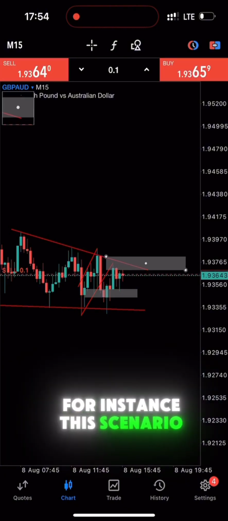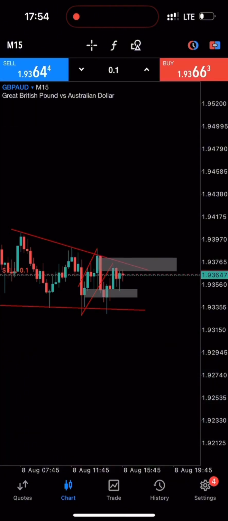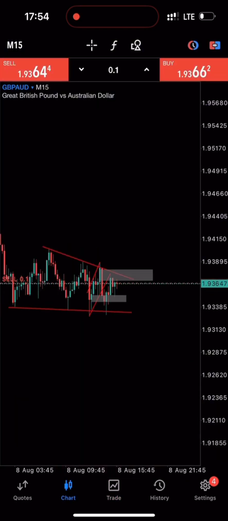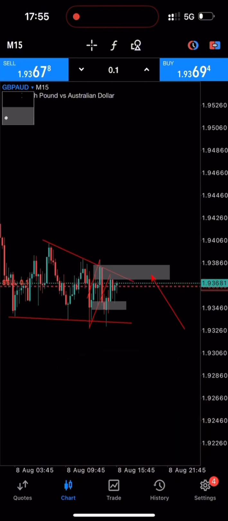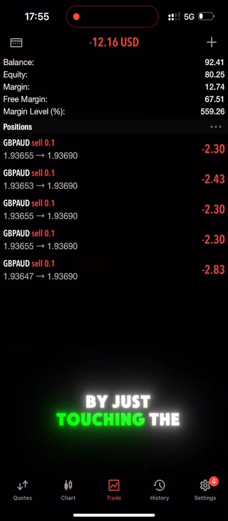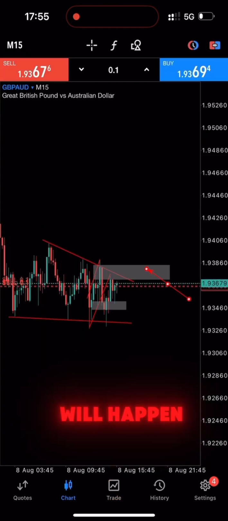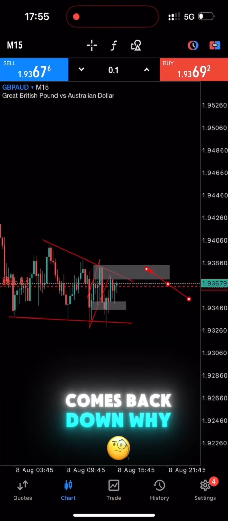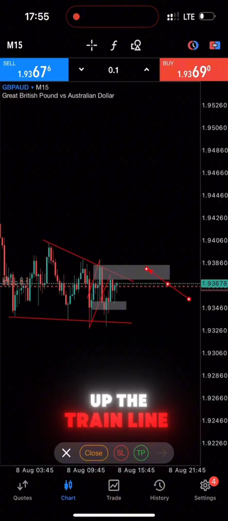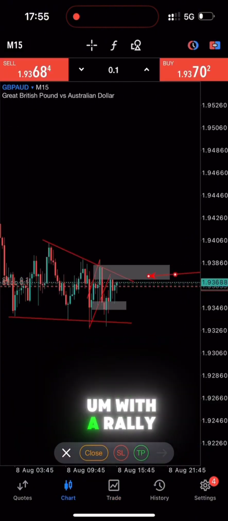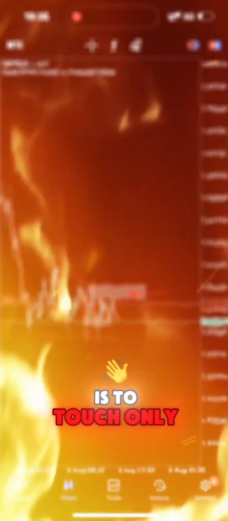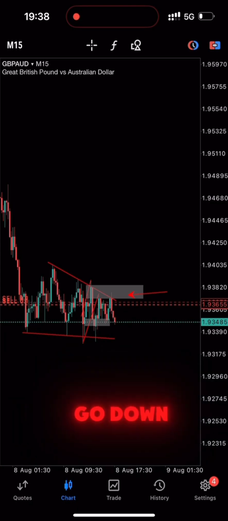For instance, in this scenario, we have a W, it hasn't finished there. So this is what I'm going to do. Since the W will finish by just touching the trend line, that is what I know will happen. It will just touch the tip of the trend line and then come back down. Why? Because when it went up the trend line there with a rally base rally, it has to touch only the uptrend, then it has to go down.